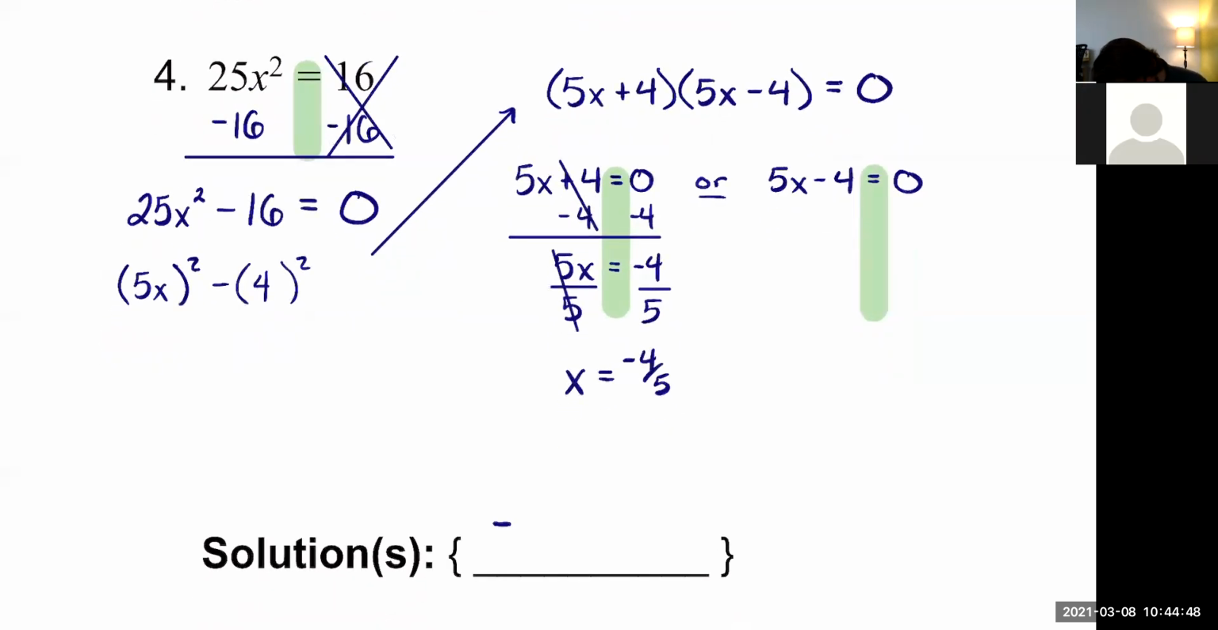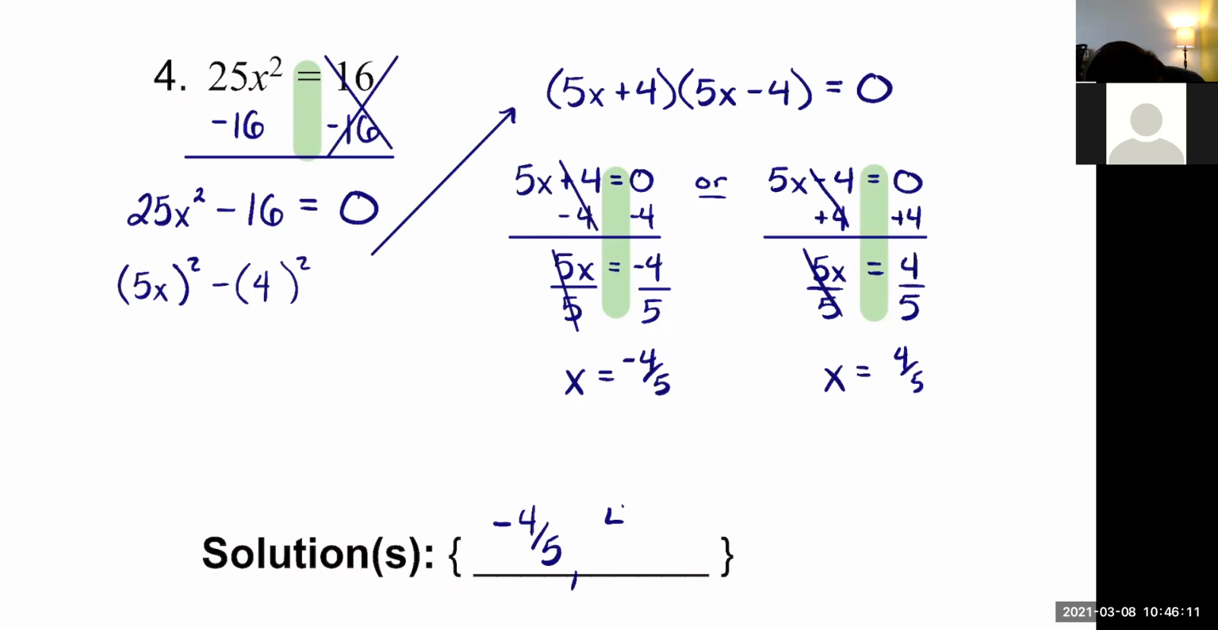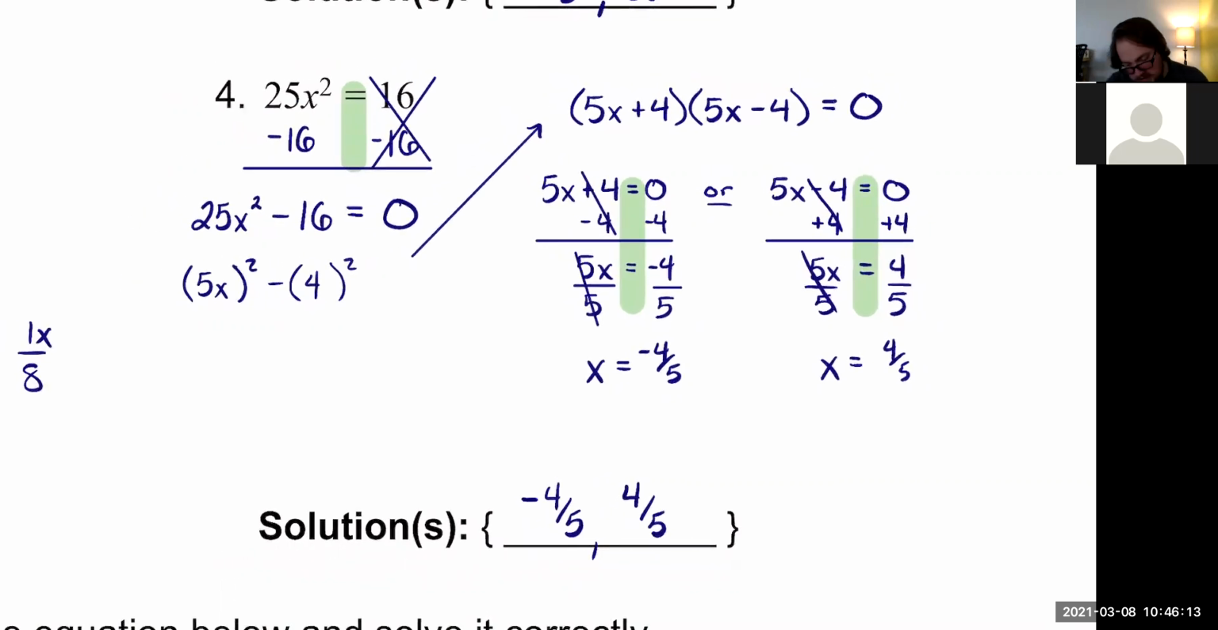How would you solve the second one? Add 4 to both sides. So on the right here, we're adding 4 to both sides. Gives me 5x equals positive 4. Divide both sides by 5. I get x equals positive 4/5. Those are still considered two separate answers. Yes, they're opposite, but that makes them unique.